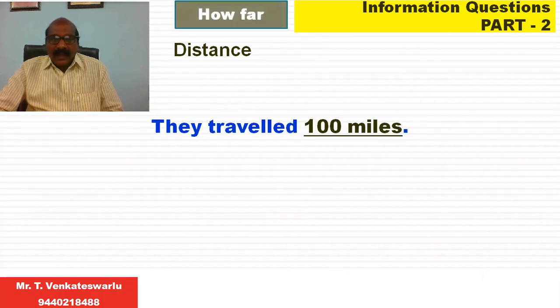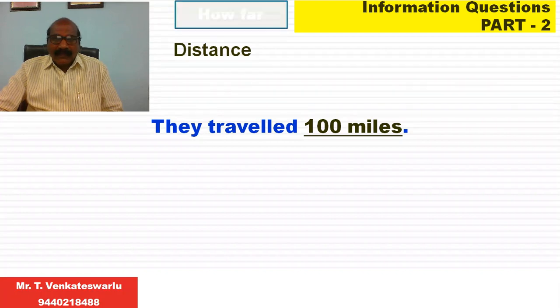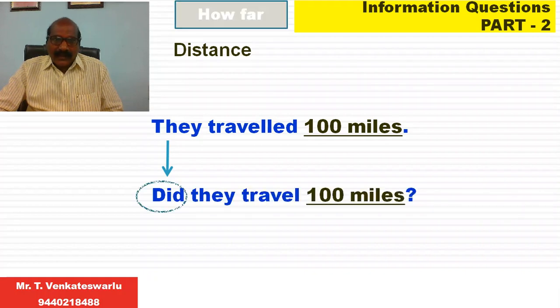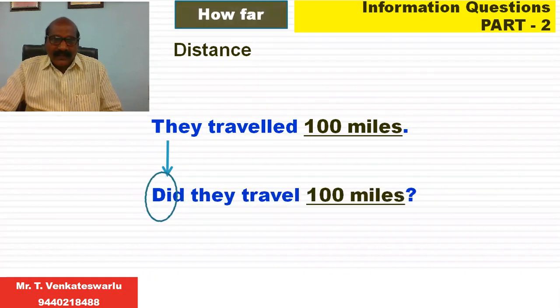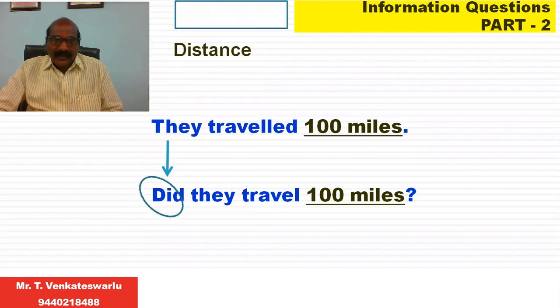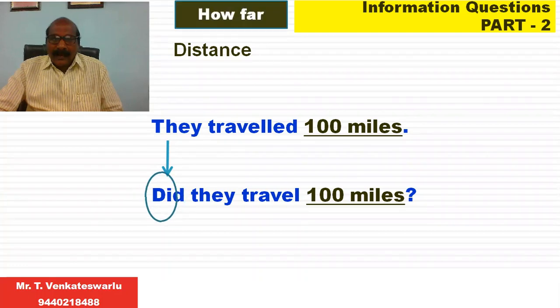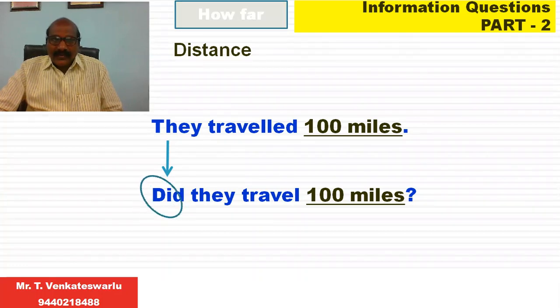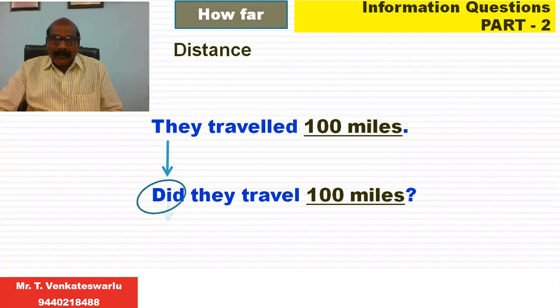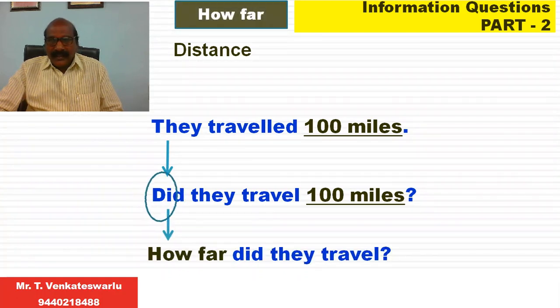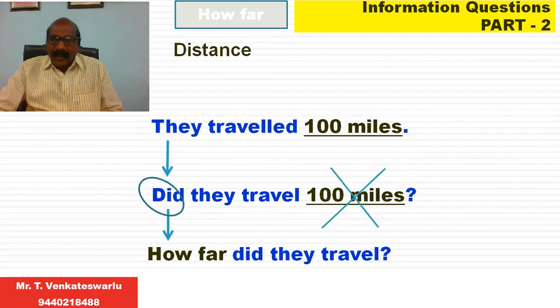They traveled 100 miles. The verb given in the sentence is in simple past tense. So we should use did at the beginning to frame the yes or no type question, and the verb in simple past tense becomes the verb in simple present tense. Did they travel 100 miles? And the underlined part refers to some distance. So we should use how far at the beginning. How far did they travel? And the underlined part is generally deleted.